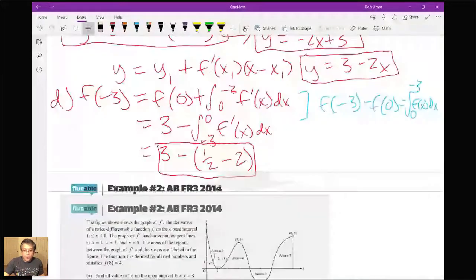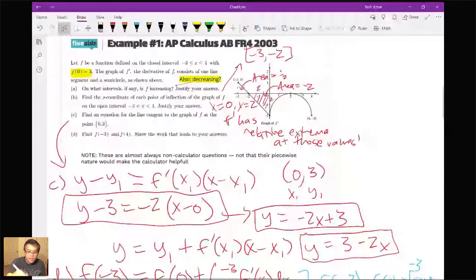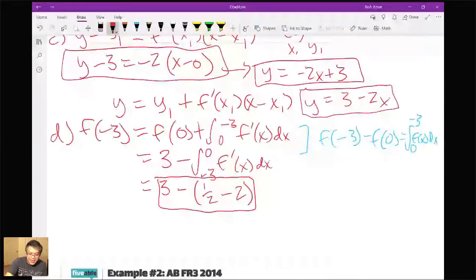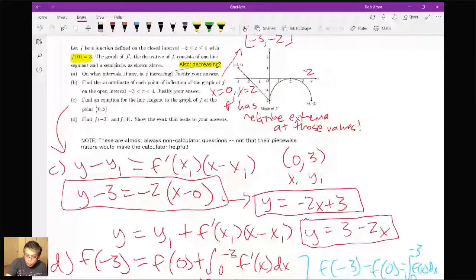And then f of 4 is found the same way. And here, this is weird. This is like an SAT problem. Okay. So the area that I want, let me erase the stuff from before. The area that I want is this blue area here. Okay. And the blue area is equal to the area of the rectangle less the area of the semicircle.